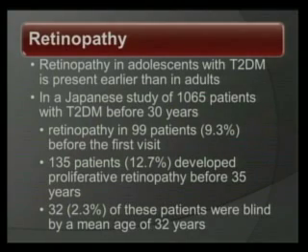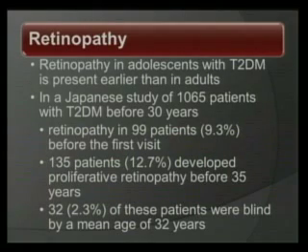Retinopathy, it's present earlier in children than in adults. There was a Japanese study that documented early development of retinopathy in young adults. Some of them had retinopathy even before the time of diagnosis of diabetes. This study included about 1,000 patients diagnosed with type 2 diabetes before 30 years of age, and reported the presence of retinopathy in 9.3% of these children at the first clinic visit.